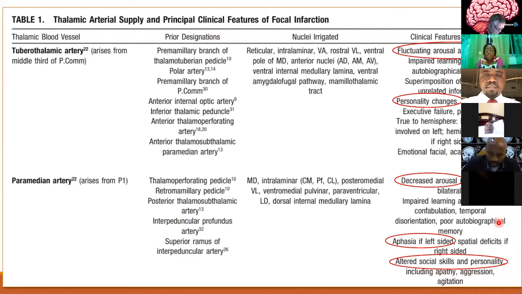This table tries to summarize the thalamic arterial supply and the principal features of focal infarction. For example, we will see that an occlusion or an infarct of the tuberothalamic artery will lead to fluctuating arousal and orientation, and personality changes. That of the paramedian artery, also called the thalamo-subthalamic artery, will lead to decreased arousal just as the previous. But associated with that, we can have aphasia if it's on the left side and altered social skills and personality.